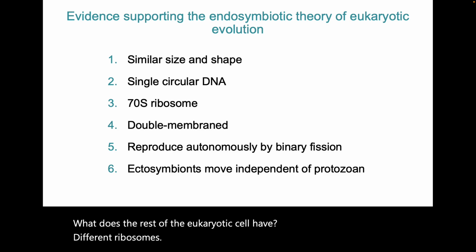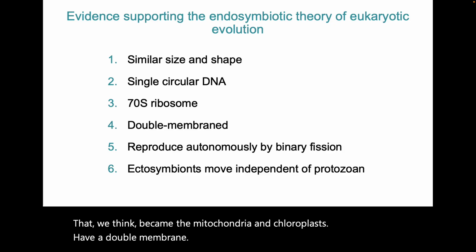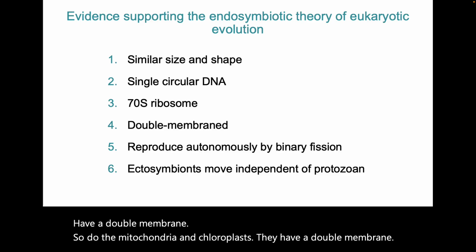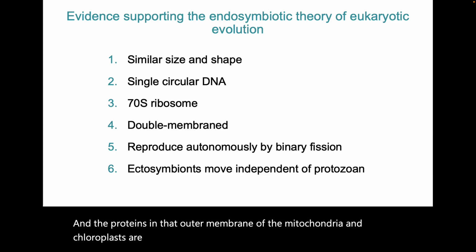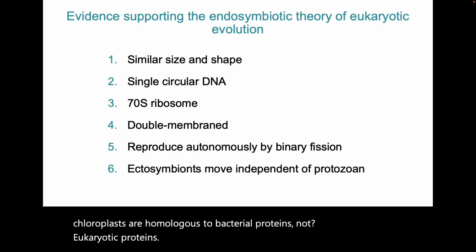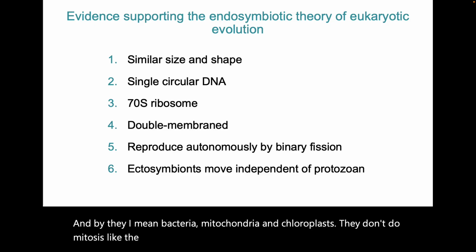The bacteria that we think became the mitochondria and chloroplasts have a double membrane. So do the mitochondria and chloroplasts. They have a double membrane. And the proteins in that outer membrane of the mitochondria and chloroplasts are homologous to bacterial proteins, not eukaryotic proteins. They reproduce autonomously by binary fission. And by they, I mean bacteria, mitochondria, and chloroplasts. They don't do mitosis like the rest of the cell.